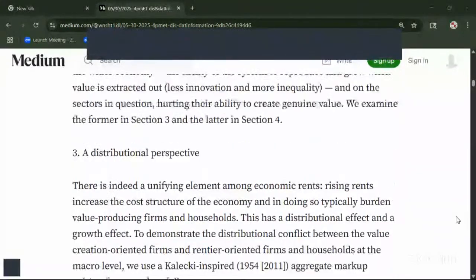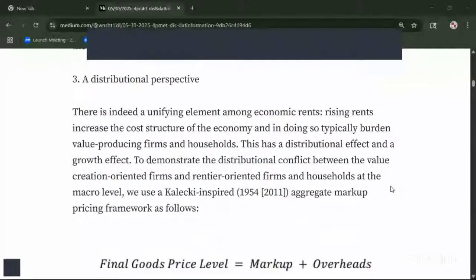From a distributional perspective, there is indeed a unifying element among economic rents. Rising rents increase the cost structure of the economy, and in doing so, typically burden value producing firms and households. This has a distributional effect and growth effect. To demonstrate the distributional conflict between the value creation oriented firms and rentier oriented firms and households at the macro level, we use a Kalecki-inspired aggregate markup pricing framework as follows.